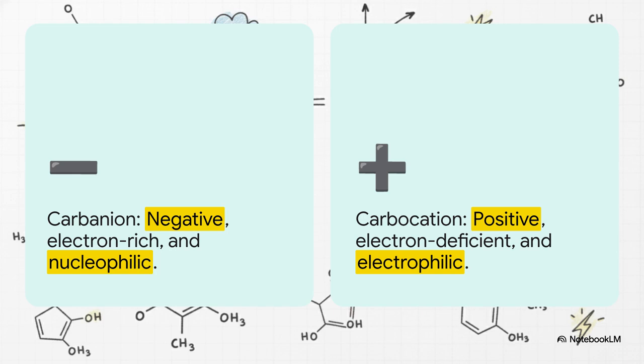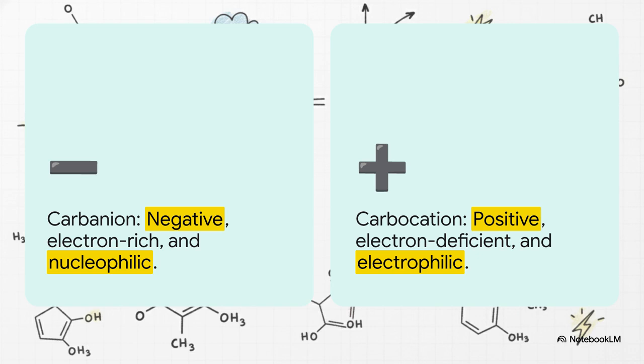To really wrap your head around this, we need to use what I like to call the rule of opposites. Basically, everything you likely already know about positive carbocations, just flip it. Flip it completely for our negative carbanion. Think about it. A carbocation is positive, it's electron deficient, and it acts as an electrophile. Our carbanion, on the other hand, is negatively charged, super electron rich, and it actively hunts for positive charges as a nucleophile.